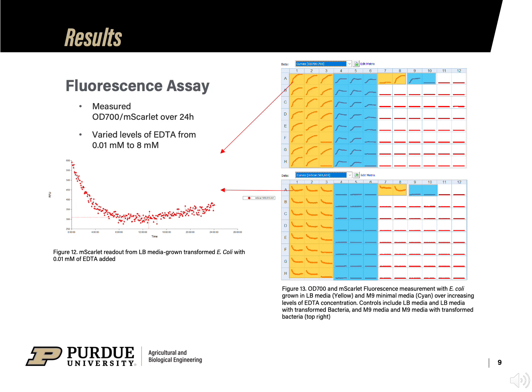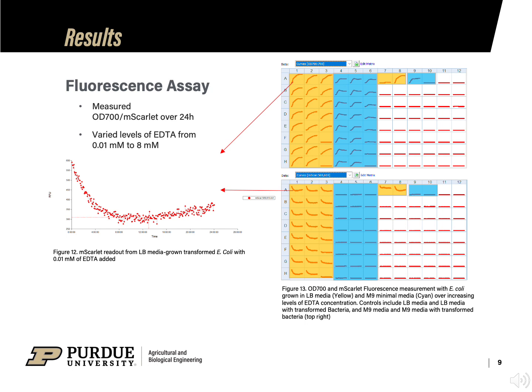Pictured here is a fluorescence assay used with the iron sensing construct, and we measured the optical density at a wavelength of 700 nanometers and the M. scarlet fluorescence over a period of 24 hours using a plate reader. We varied the levels of EDTA from 0.1 millimolar to 8 millimolar. And for a little bit of background, EDTA is a chelator which is widely used to bind iron ions.